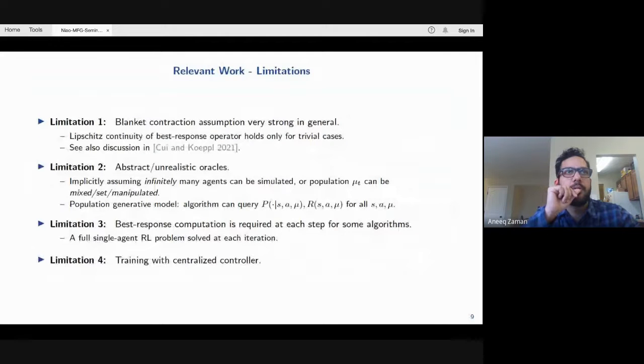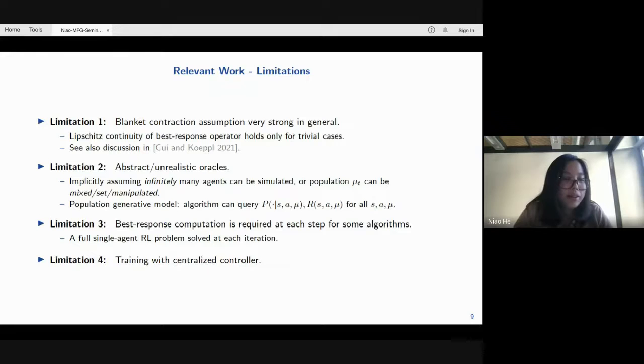There was, yeah. Right. So I think maybe one comment here is that if you change your best response operator to a softmax, then contraction holds in general. And I think in the same paper, Shui and Kopel, you can see that if it's a softmax, then the contractivity will hold in general. Yeah, I agree with you.